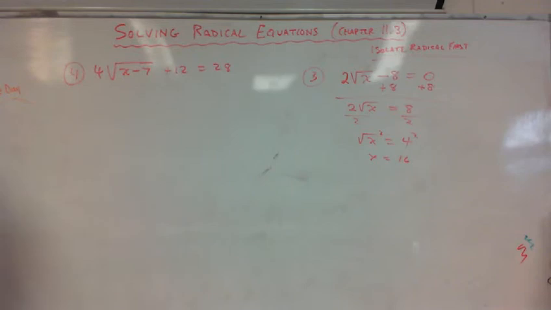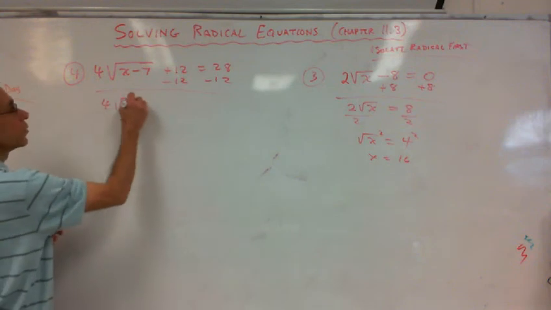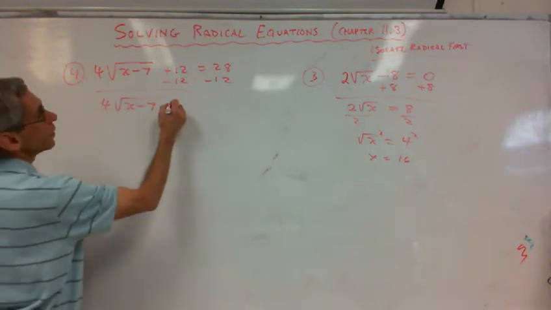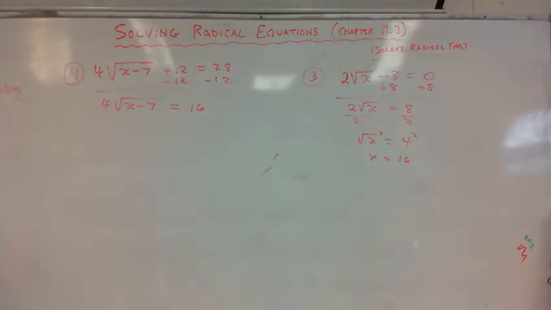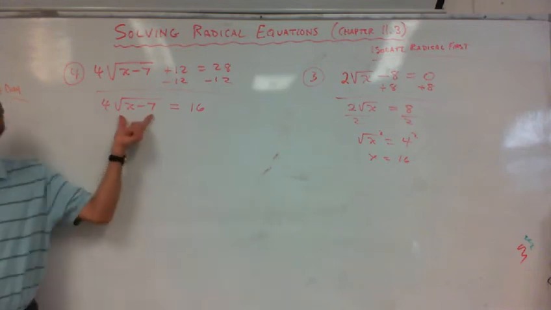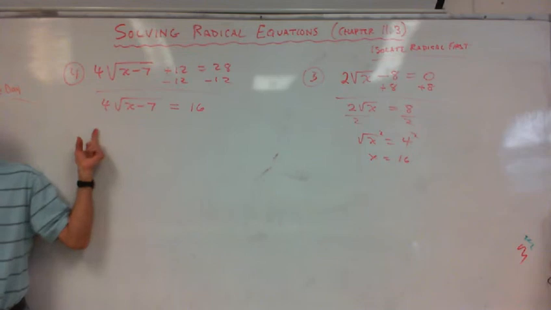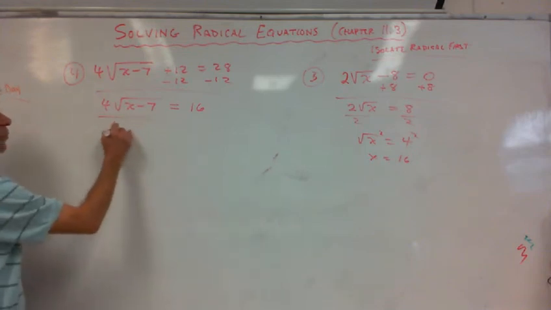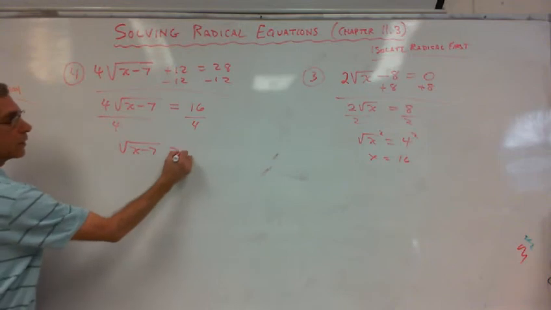Gabe, what would you do first? Subtract 12. All right, so now I have 4 times the square root of x minus 7 equals, what is that, 16? Okay, now what did you do, Gabe? Divide by 4, because we want the radical isolated. The 4 is outside the radical. We've got to eliminate that, get rid of it. So we're going to divide by 4, divide by 4. So we have now the square root of x minus 7 is equal to 4.